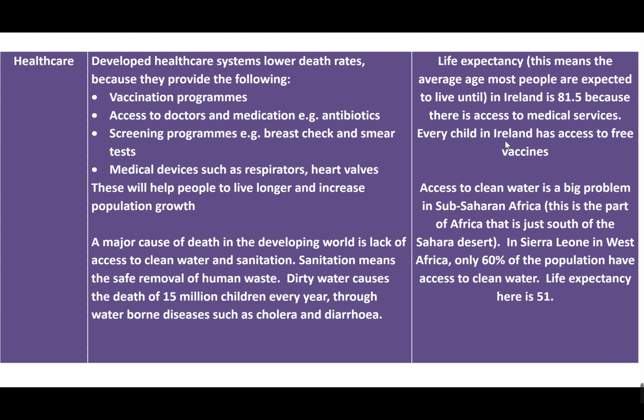The example in Ireland is life expectancy. Life expectancy means the average age people are expected to live to, and in Ireland it is 81.5. This is because we've got access to medical services. Every child in Ireland has access to free vaccines. Because we have all of this, we have a long life expectancy.